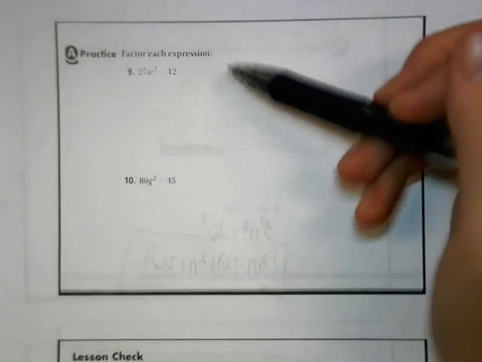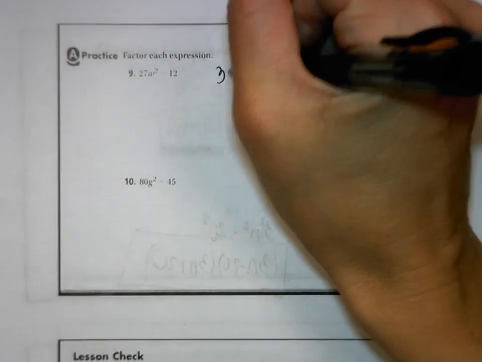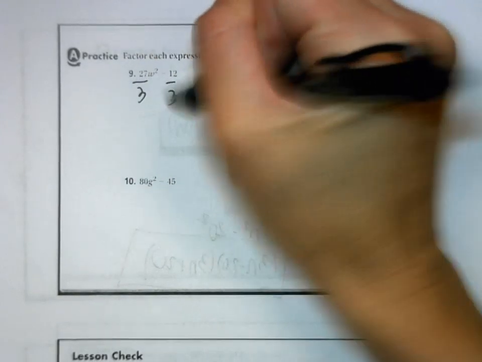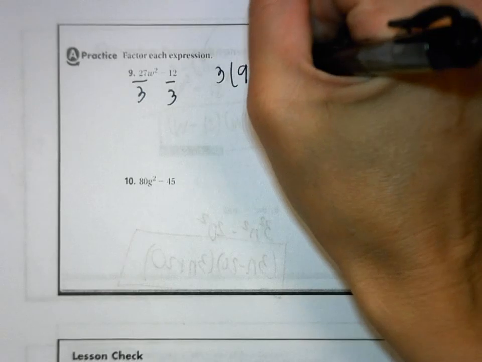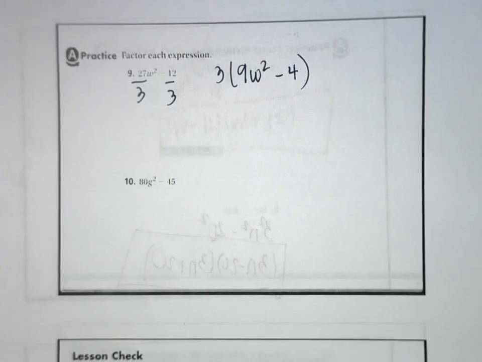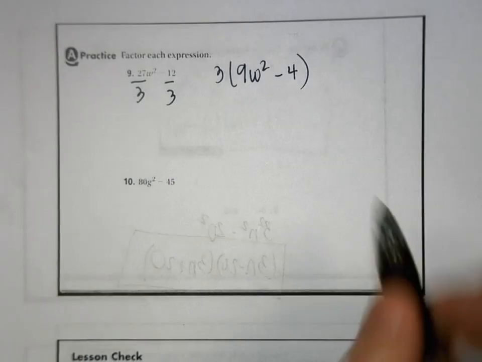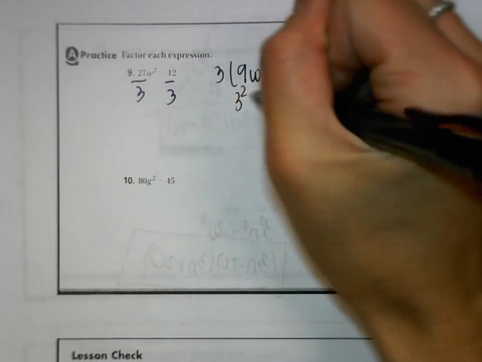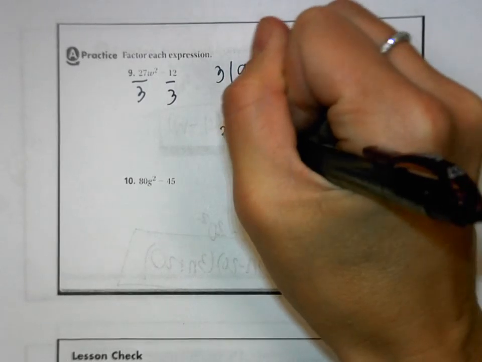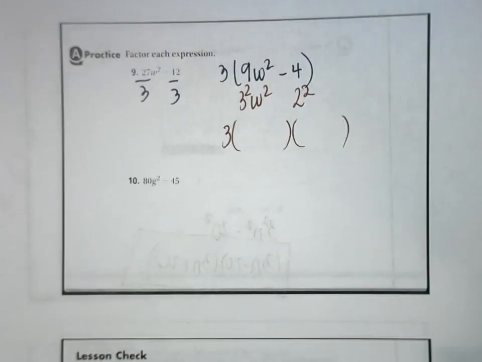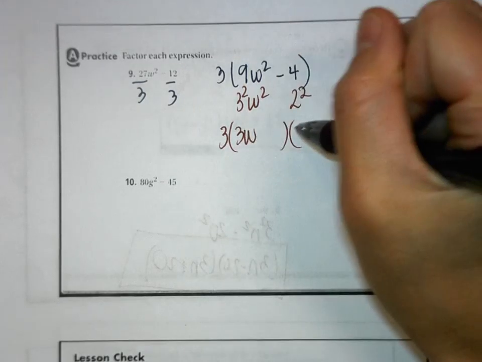Okay, what's my GCF? 3. Which means we divide each of these by 3. What is left over? Now, once you take out your GCF, we write them as squares. What is 9 as a square? 3 squared and w squared, and the 4 is 2 squared. So we still keep our 3 in front. I'm going to make the 2 parentheses. We have what in front? 3w and 2 at the end.